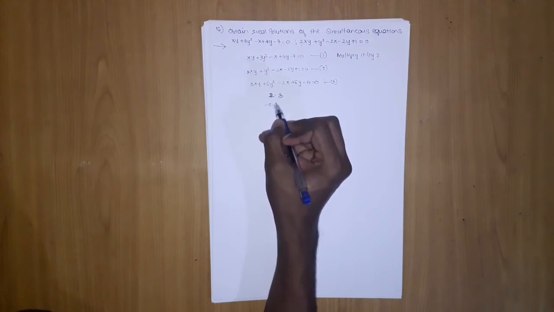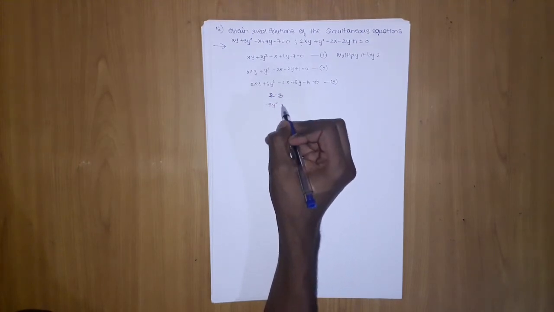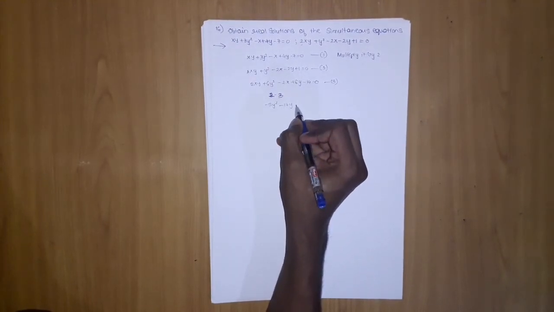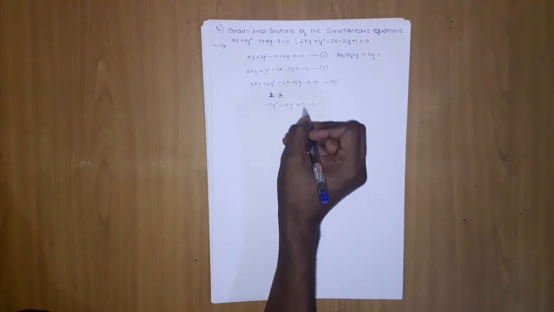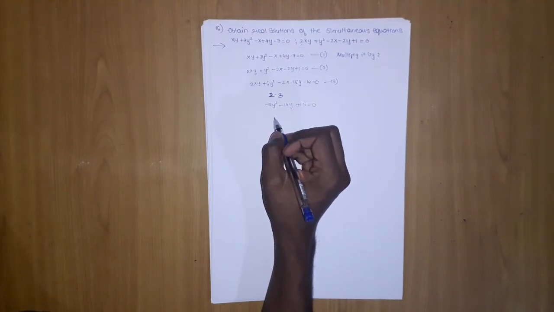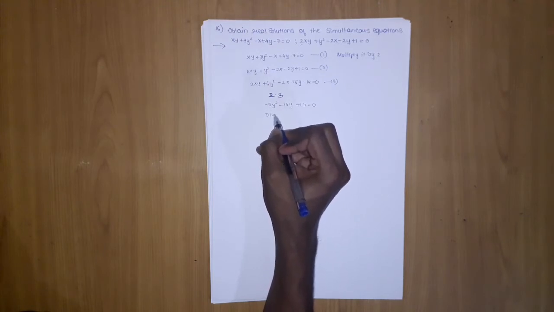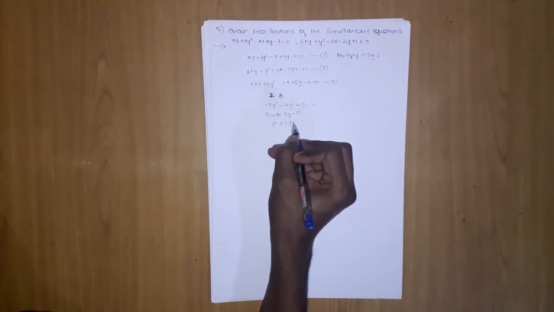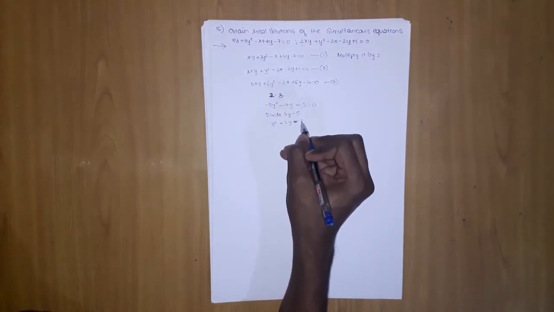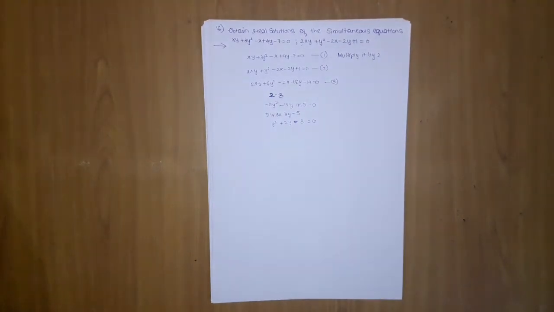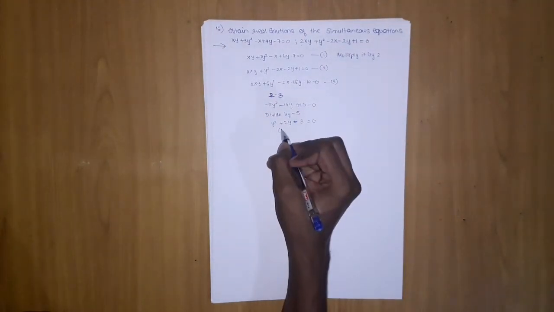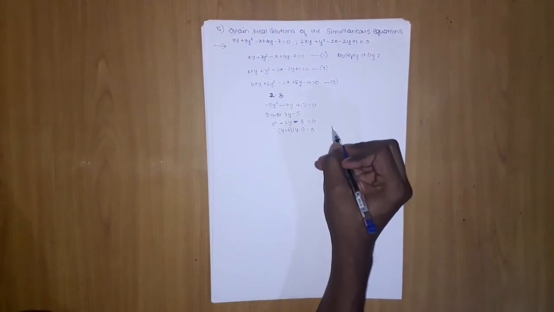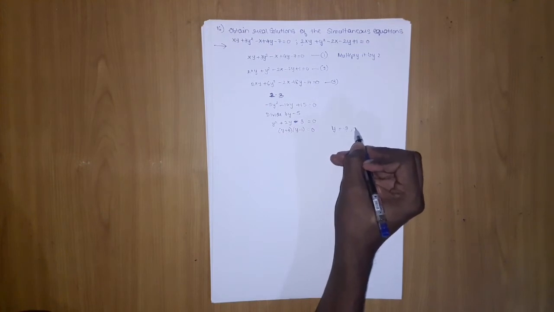Here we'll get -5y², the x terms cancel to 0, -10y, and +15 equals 0. Dividing by -5, we get y² + 2y - 3 = 0. Now you can see it is (y + 3)(y - 1) = 0. So we got y as -3, 1.